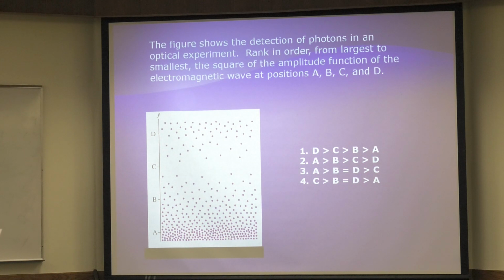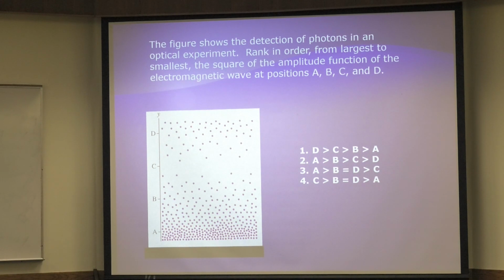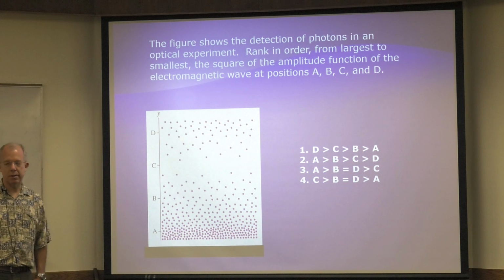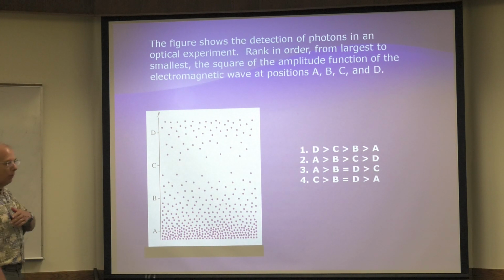All right, here's a question for you. The figure shows the detection of photons in an optical experiment, like I just described. Rank in order from largest to smallest the square of the amplitude function of the wave at positions A, B, C, and D. So let me give you a hint. What's the square of the amplitude function? It's the intensity. All right, so students, pause your video and figure it out.